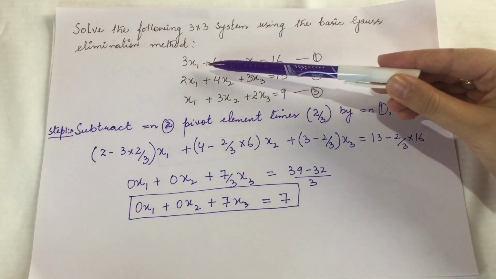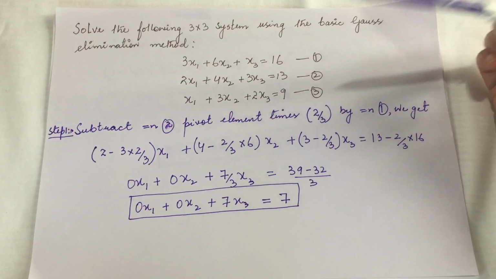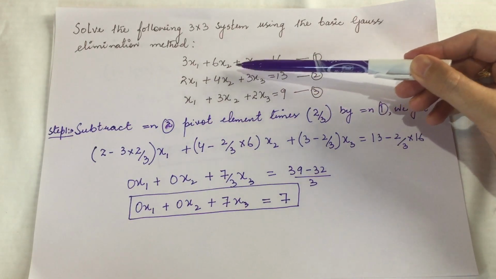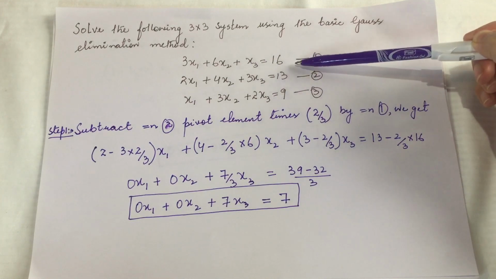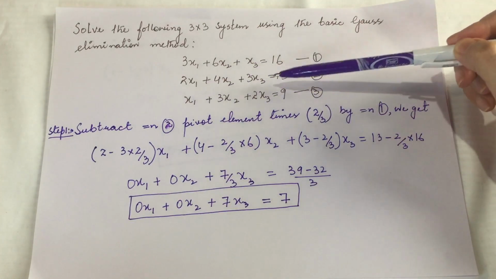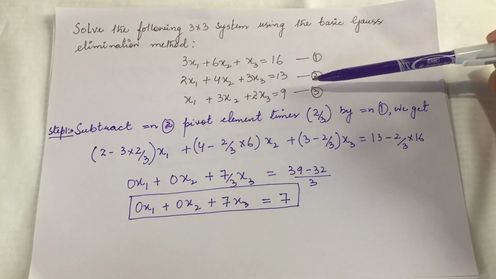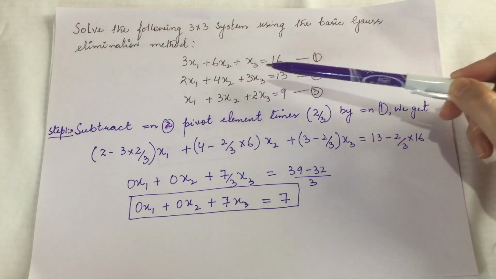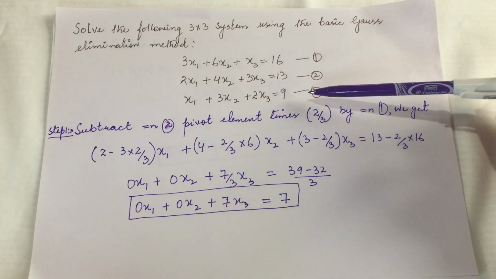Our unknowns are the variables x1, x2 and x3. The given equations are 3x1 plus 6x2 plus x3 is equal to 16, and our second equation is 2x1 plus 4x2 plus 3x3 is equal to 13. Third equation is 3x1 plus 3x2 plus 2x3 is equal to 9.